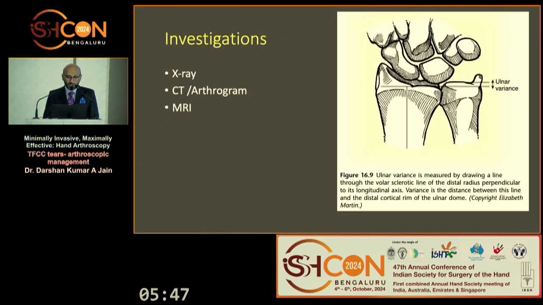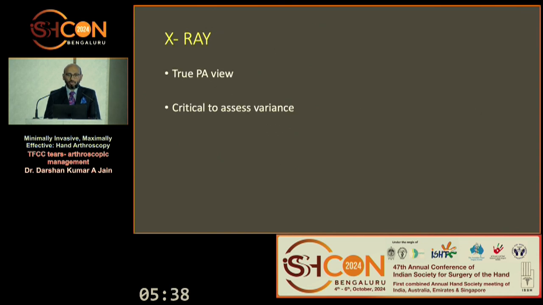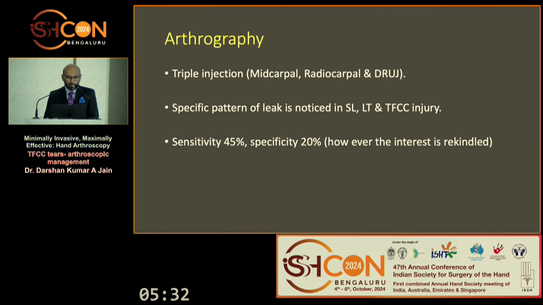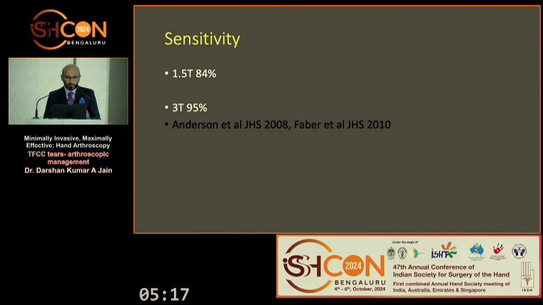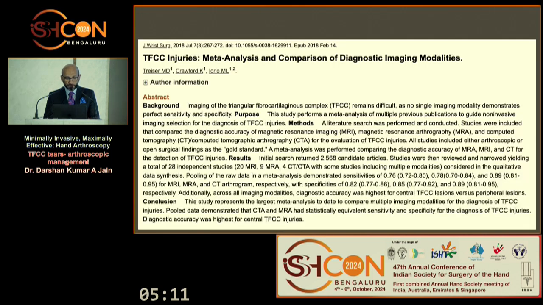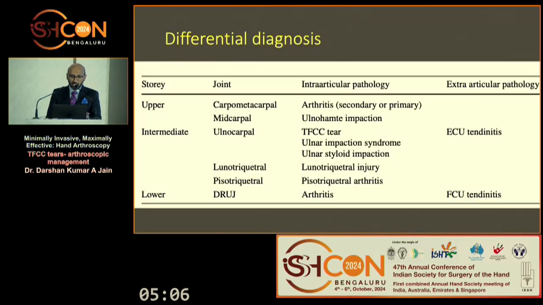And the investigations are mainly X-ray and MRI. CT arthrogram not much, but if at all you want to see some bony lesions, you could do that. And a true PA view and comparison with the opposite side, you also need to check the ulnar variance as well. And arthrography, I have no idea about this. MRI, preferably a 3 Tesla MRI, which is what I prefer. And the foveal insertion is what my focus will always be, and always try to look for something in the midcarpal joint as well. So a 1.5 Tesla has a sensitivity of almost 84%, and a 3 Tesla MRI almost 95%. And arthroscopy is considered the gold standard to identify it.